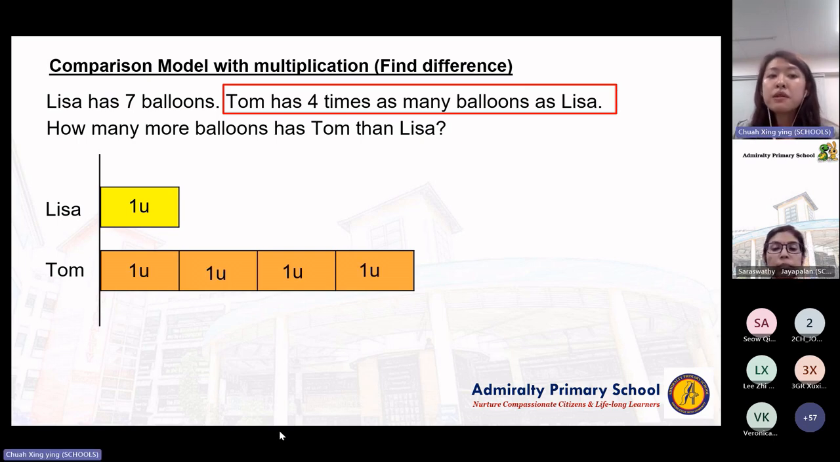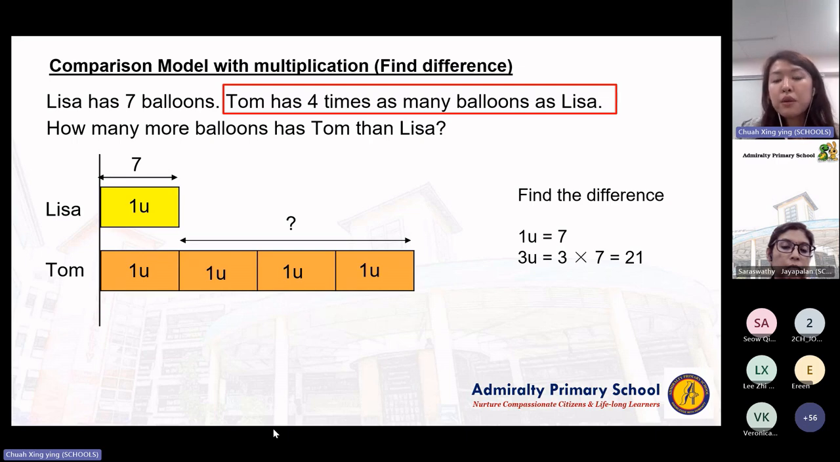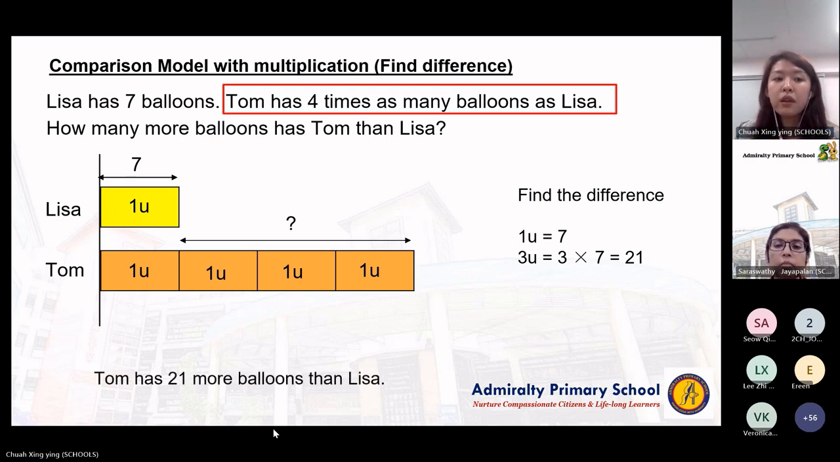Next one, comparison model, finding the difference. We know that Lisa has 1 unit, 7 balloons. We want to find out how many are 3 units, which is the difference. So finding the difference, 1 unit equals 7, 3 units equals 3 multiplied by 7 equals 21. Tom has 21 more balloons than Lisa.